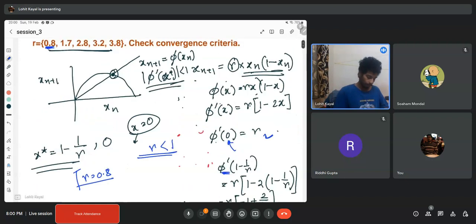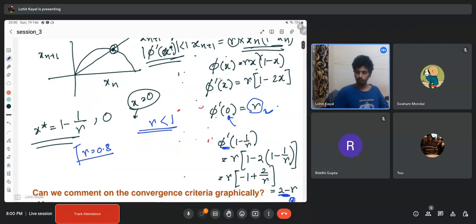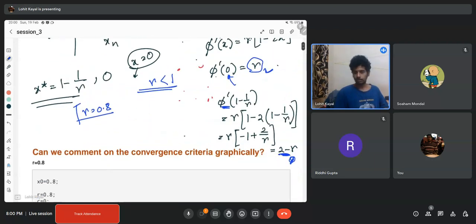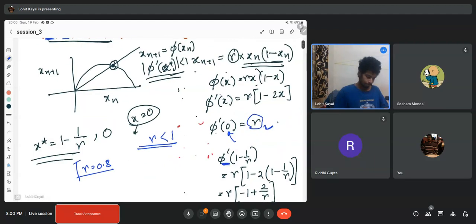Right? Now for r equal to 1.7, this value is greater than 0, but this is less than 0.